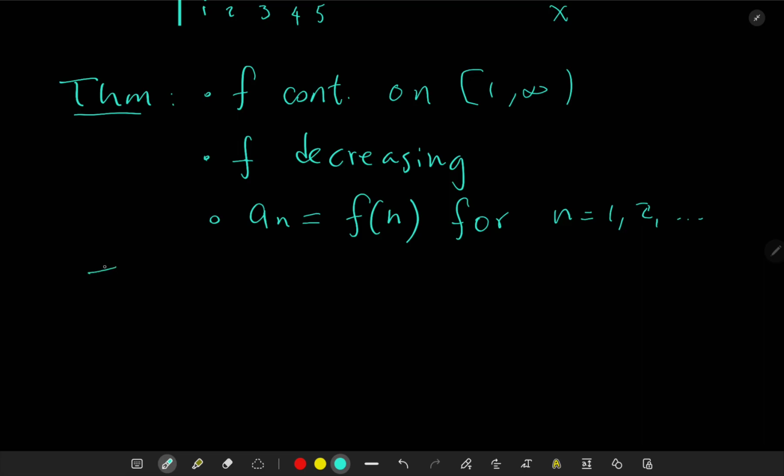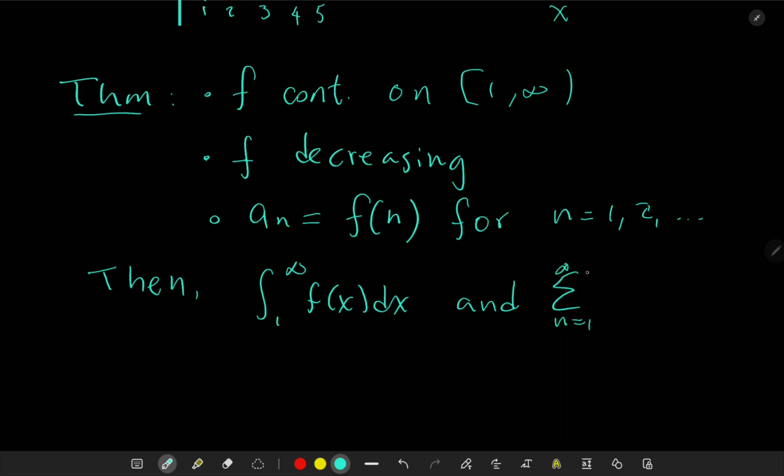Then, under these conditions, the integral from 1 to infinity, and of course you can change this 1 for any n, you can start at any point, but 1 is good enough for us right now, of f of x dx and the sum from n equals 1 to infinity of a_n both converge or both diverge. So they have the same behavior.